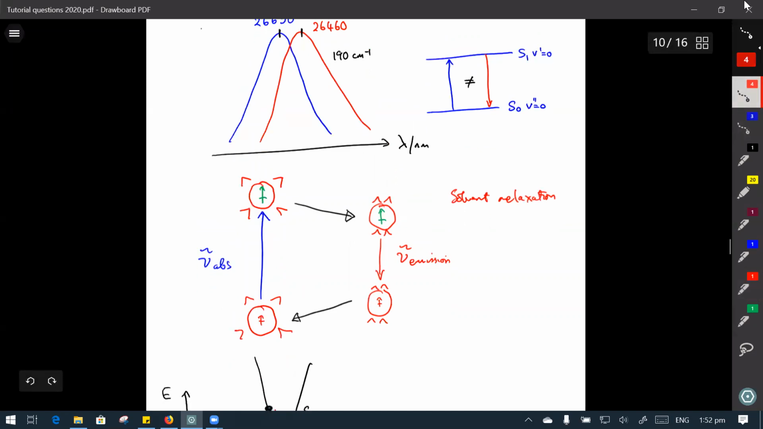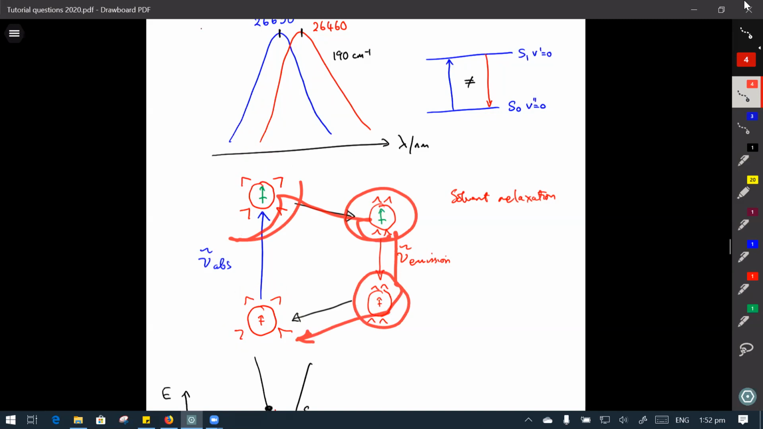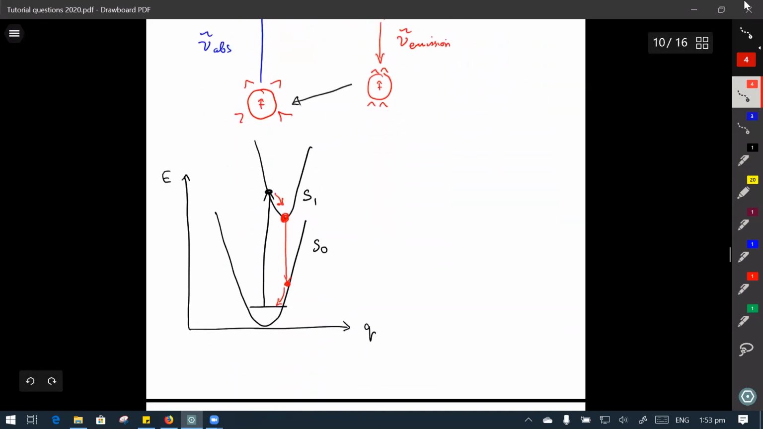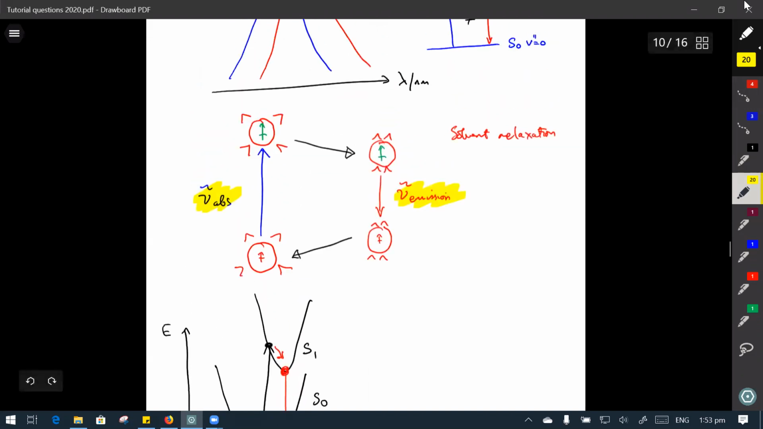So basically we start here, we go up to there, we then relax over to here, we come back to here, and then we relax down to the ground state. And that's the way to think about it in this sort of cartoon way. And the way to think about it in terms of potential energy surfaces I've shown in black just below. So we start here, we go up to there, we relax to here, we come down to there, and then we relax back down again. So that's where that differential between the absorption and the emission really comes from. Okay? Does that make sense?